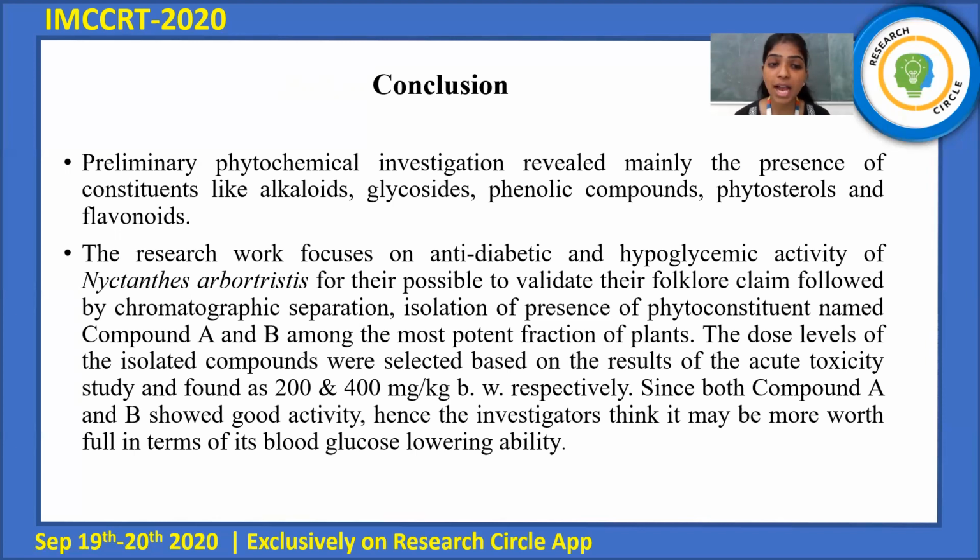The dose levels of the isolated compounds were selected based on the results of the acute toxicity study, and were found to be 200 and 400 mg per kg body weight respectively. Since both compound A and compound B showed good activity, investigators think they may be worthwhile in terms of their blood glucose lowering ability.